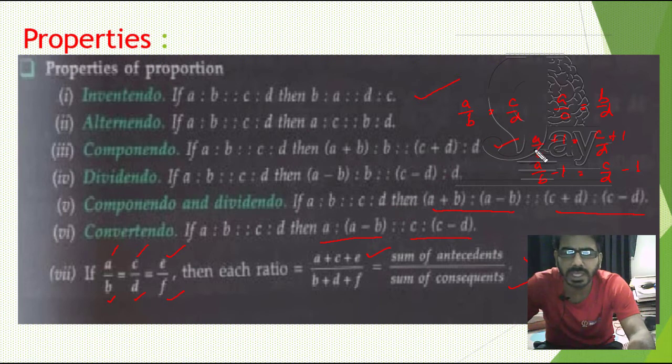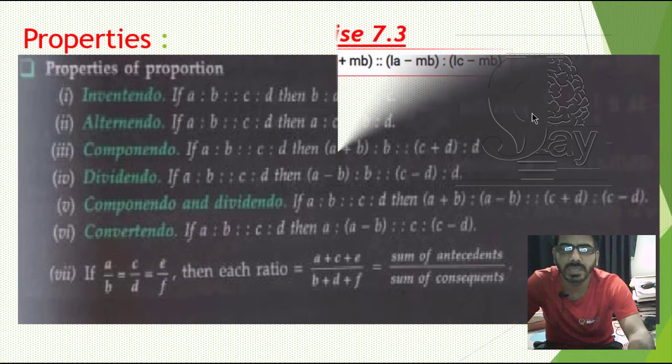Most of the questions will deal with this componendo and dividendo part, and a few questions based on this. And invertendo is very simple, alternendo is also simple. So what is left? Componendo and dividendo, which is combined in this componendo and dividendo part. Okay, now let us see some questions from exercise 7.3. You just need to remember these properties.